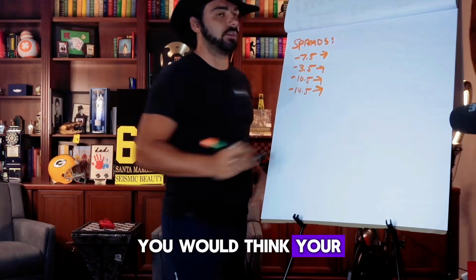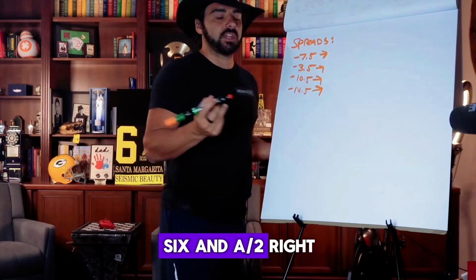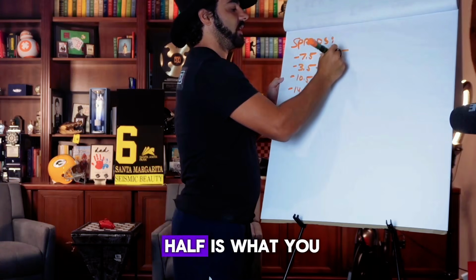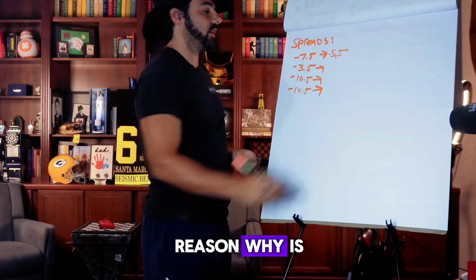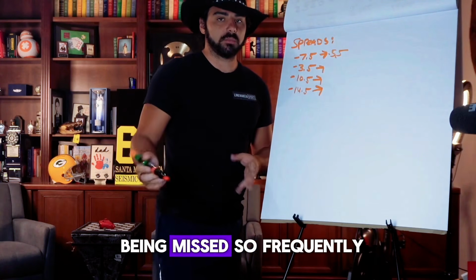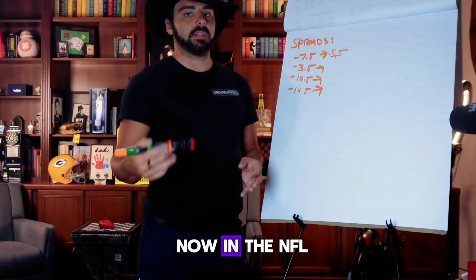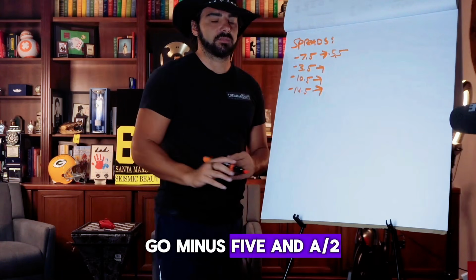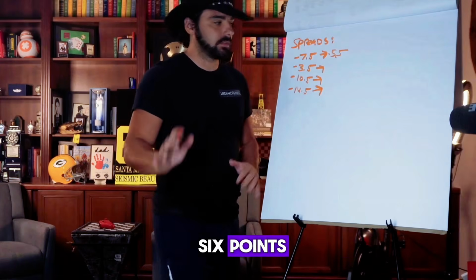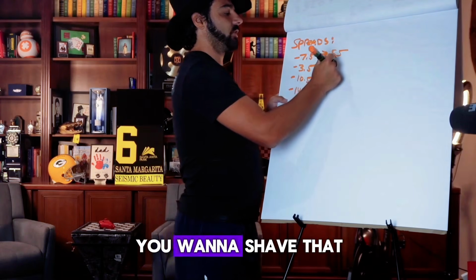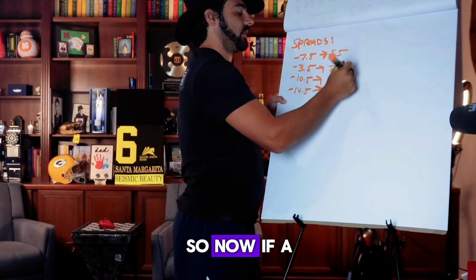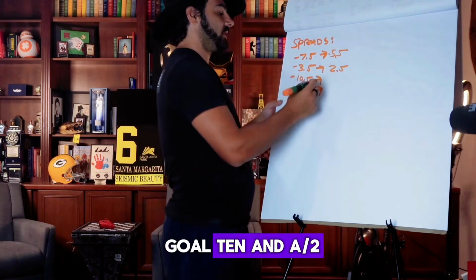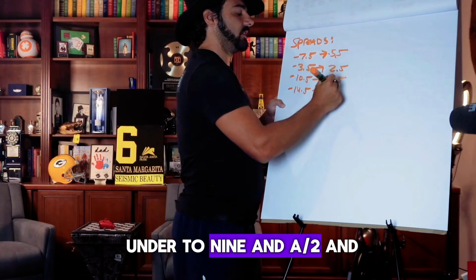So for here, you would think your number that you want to buy off of would be 6.5, right? It's not. It's actually 5.5. Okay? 5.5 is what you want to buy off of. The reason why is that with the extra points being missed so frequently now in the NFL, you want to take that out of the equation, and instead you just go -5.5. So that way, touchdown, 6 points, you're good. 3.5, you want to shave that down to 2.5. So now if a field goal comes through, guess what? You end up winning if they win by a field goal. 10.5, you want to get that under to 9.5.